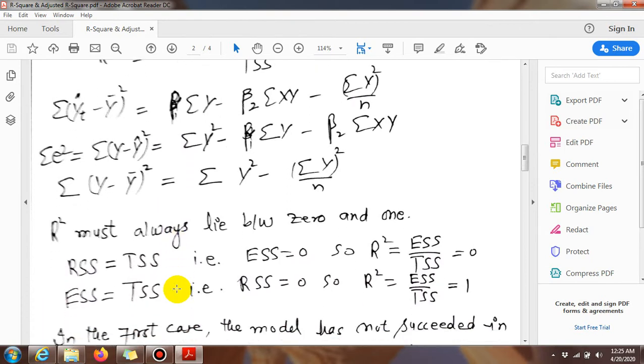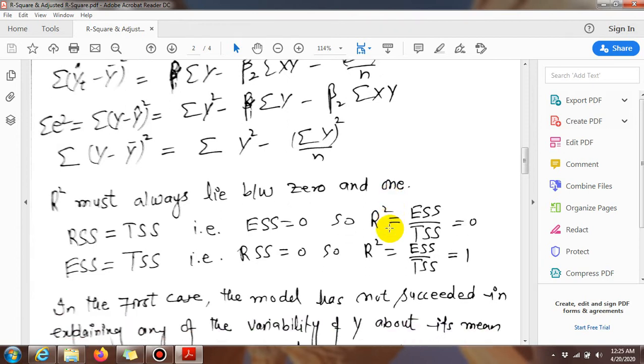Okay, R square must always lie between 0 and 1. So keep it in mind that the value of R square ranges from 0 to 1. R square is not supposed to be negative. When R square is equal to 0, the residual sum of square and total variation must be equal to each other.